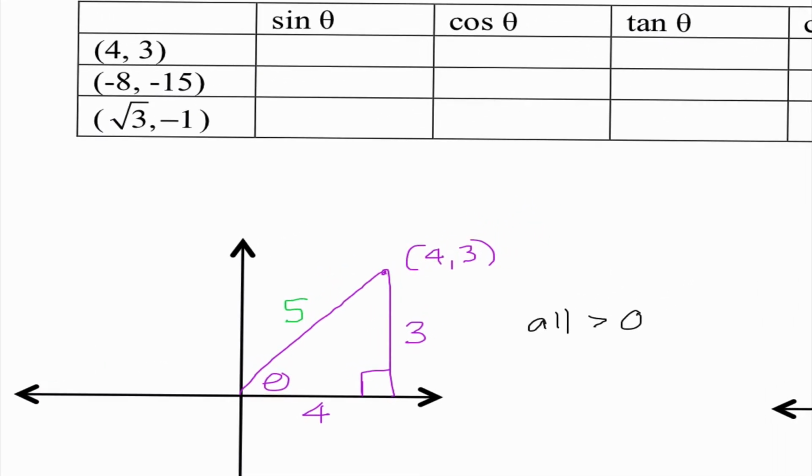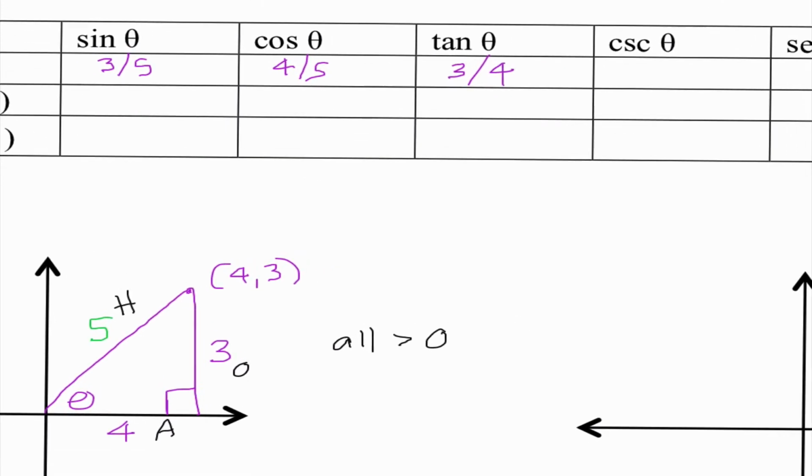So if I look at this, I might actually label these opposite, adjacent, and hypotenuse. I know sine is opposite over hypotenuse, so I end up getting 3/5. Cosine is adjacent over hypotenuse, which is 4/5. Tangent is opposite over adjacent, which is 3/4.